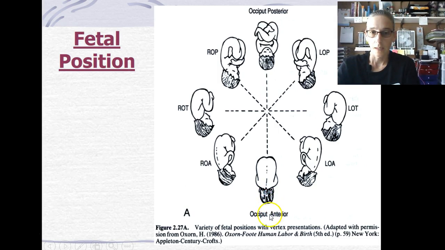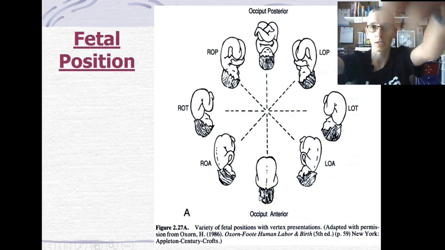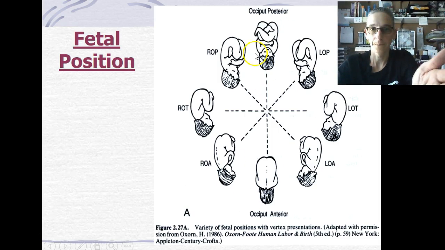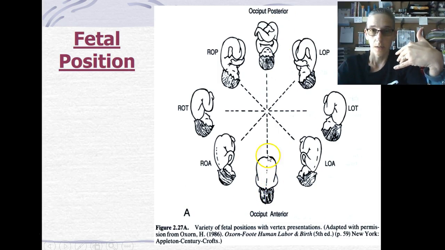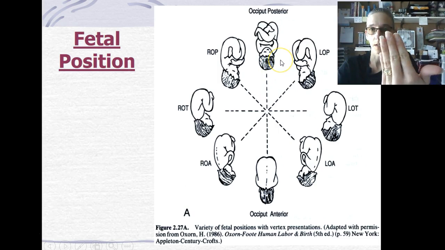Here's the occiput anterior, because this is the front of the maternal pelvis. This is all in position as if the mom were standing here looking at me, or you watching this. So her front is to you, her back is to the computer. So this would be the front of the maternal pelvis, and the baby's occiput, the back of the head, is on the mom's posterior side. So this is occiput posterior.